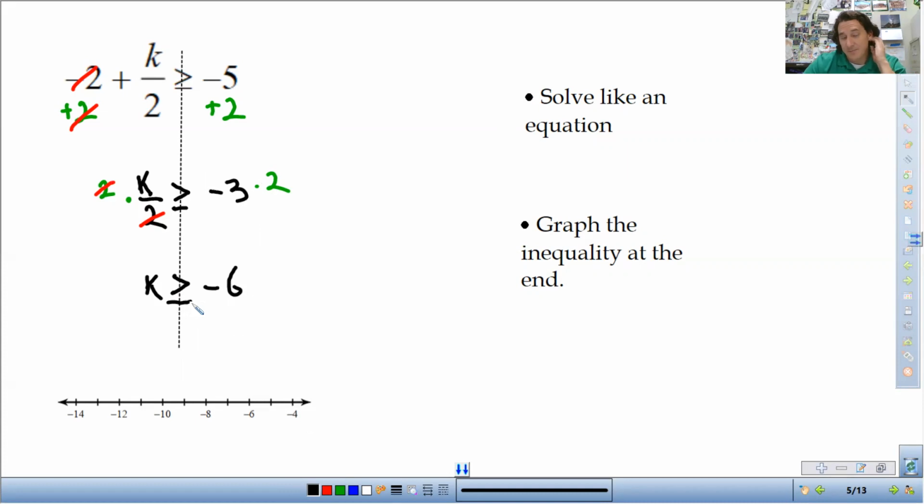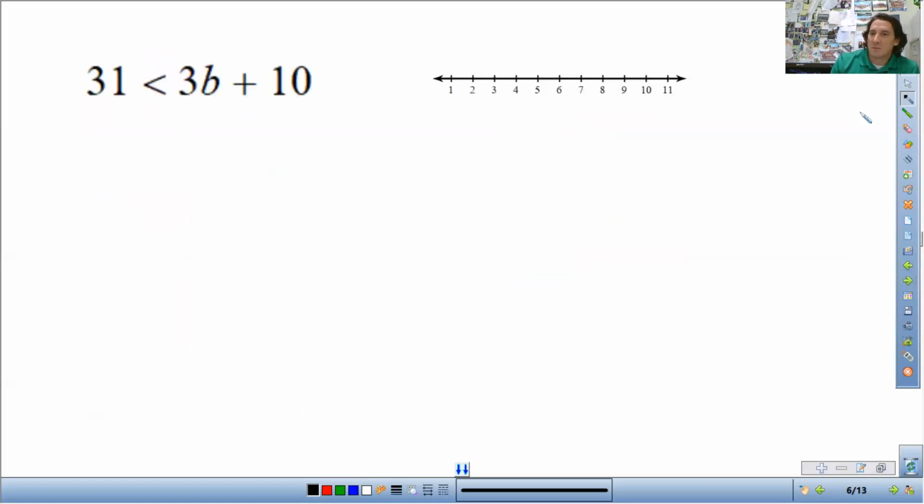So now I graph this. I'm going to go down to the endpoint -6. Since there is a line underneath the inequality, I'm going to put a closed circle at -6. k is greater than or equal to -6. I need to shade in the values that are greater than -6, which are the values to the right. So I shade everything to the right. So I solve the inequality like a normal equation, and graph at the end. Nothing too new. Let's look at another example.